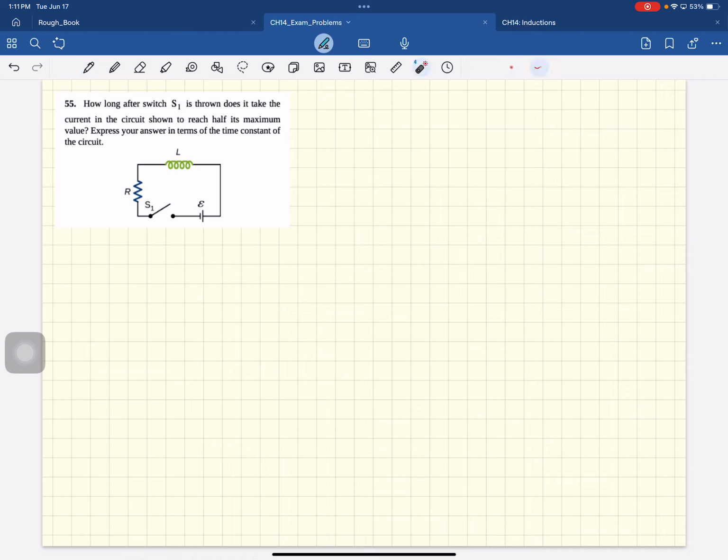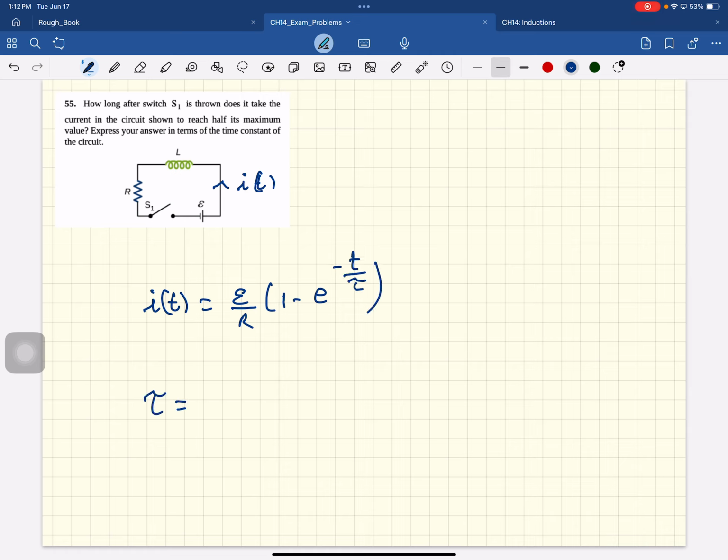Okay, so when we close the switch on this circuit, what happens? The current rises exponentially. And what is the expression for the current? I of t. Well, I like to use small i. The final value of the current, what is it? It's as if this guy wasn't present. It would be E over R, times 1 minus e to the power of minus t over tau. What is tau? Our time constant is inductance divided by resistance. L over R.